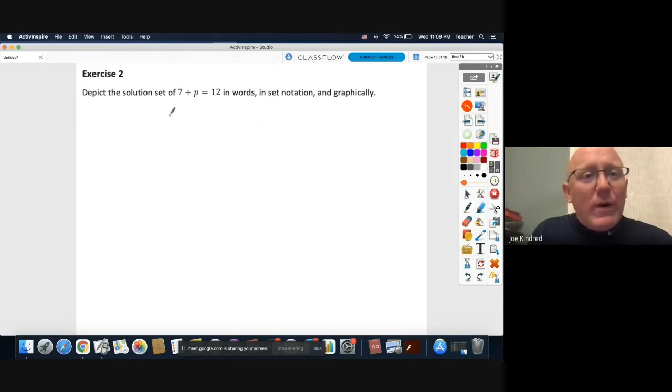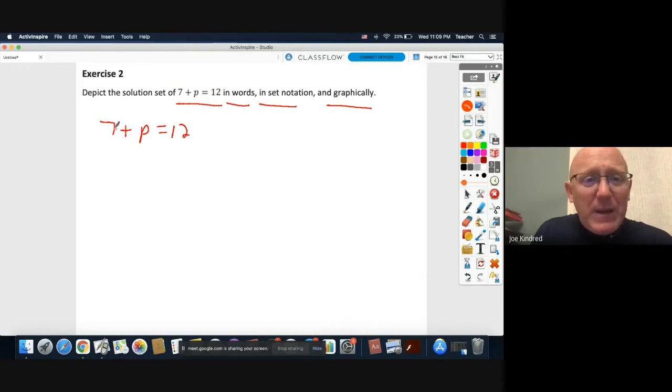And so let's do one here to wrap up this lesson. We want to solve this one. We saw this one earlier, but we want to write it in words, set notation, and graphically. So to solve this, we're going to use our steps. We would show our work by doing the opposite of what's happening to P. It looks like we're adding 7, so we're going to subtract 7 on both sides. And that gives us P is equal to 5. So this is our solution.